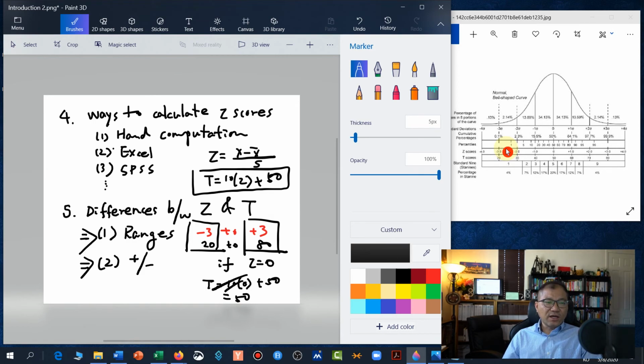Then you will have all positive scores in T-scores. So T-scores will typically range from 20 to 80, right? So which one has both positive and negative sides? That's Z-scores. Which standard score has all positive scores? That is T-scores, just because of this formula, right? Again, if you have Z-scores, you will be able to calculate T-scores. Okay? Any questions so far?